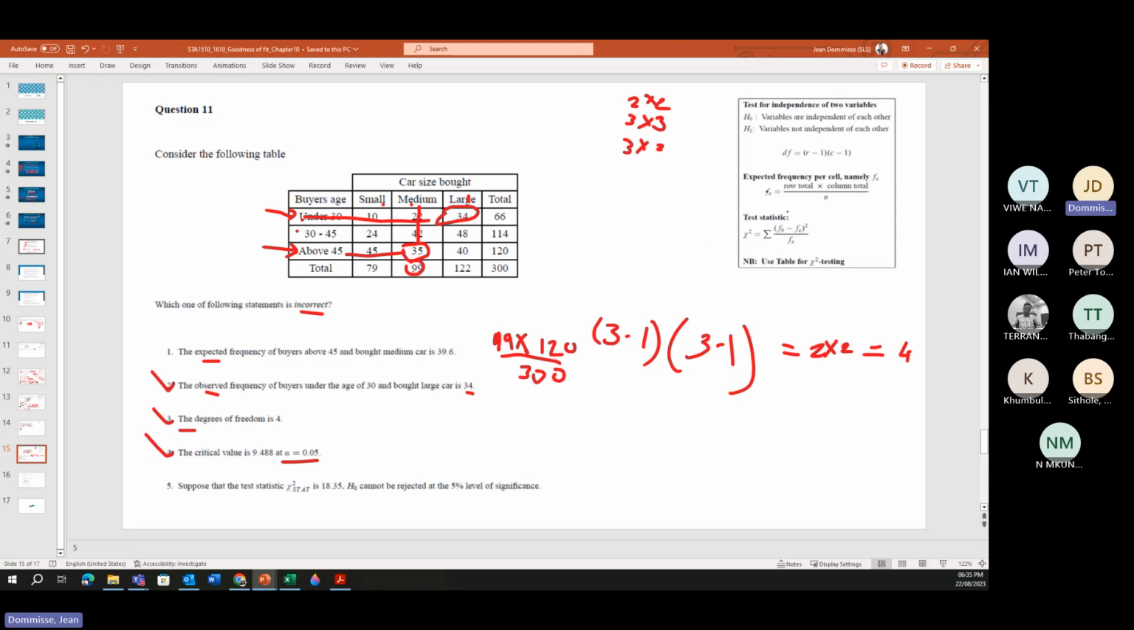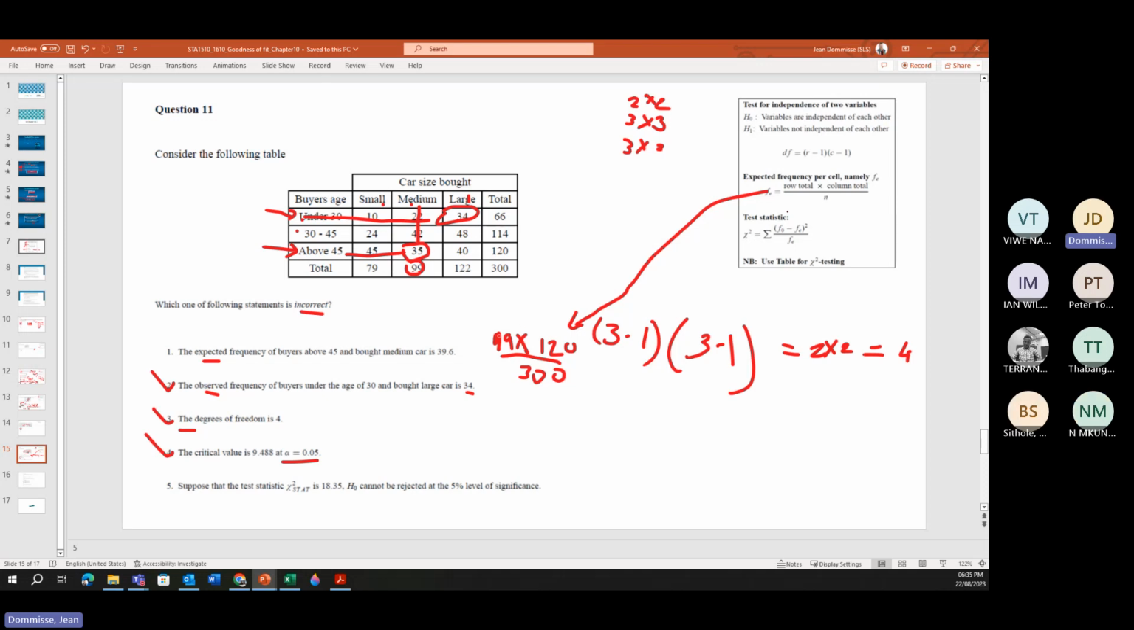So again, that is the formula that we would have used. So 99 times 120 divided by 300 gives us 59.6. So 59.6 is what you wanted. It is correct. Okay, so the one that is wrong is option 5, but let's just look at it.